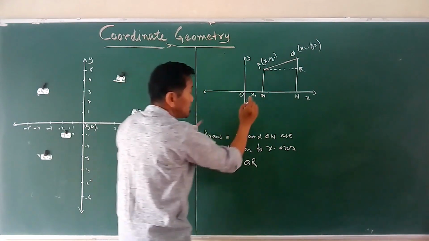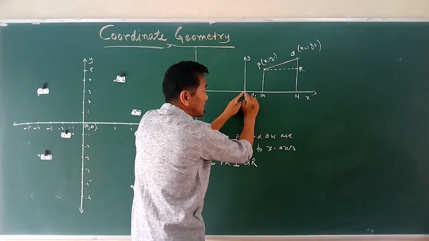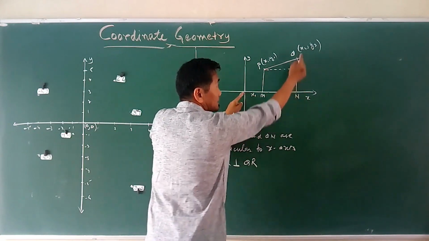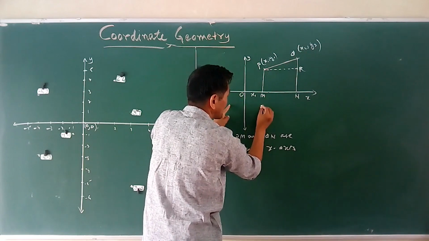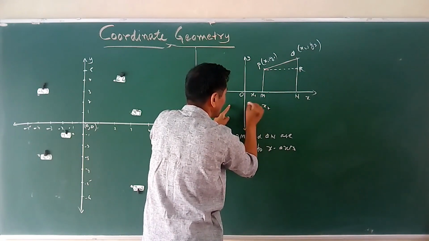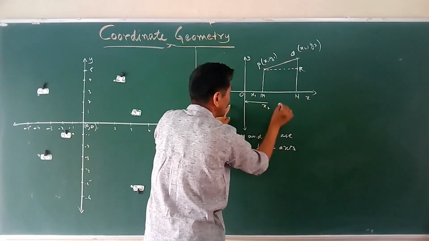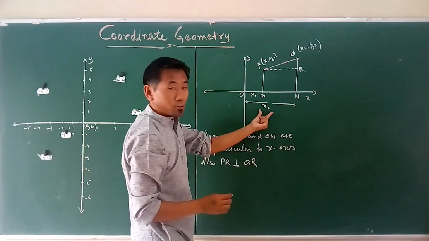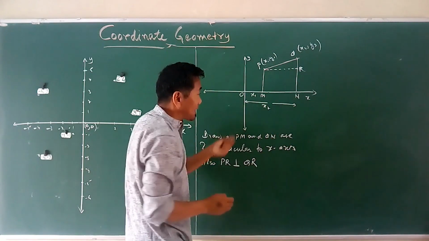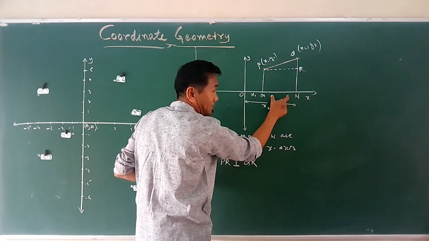Then the next one is x2. So the distance is x2.